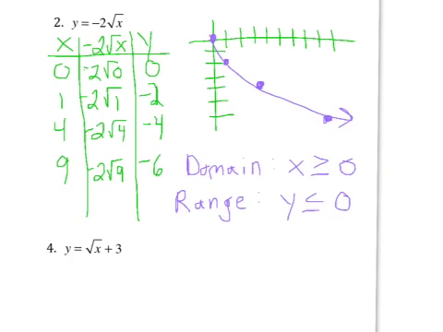This is the correct graph for number 2. As you can see, the y values are negative. So this is a square root function that was reflected over the x-axis. So our domain stays the same as x is greater than or equal to 0, but our range is now y is less than or equal to 0.